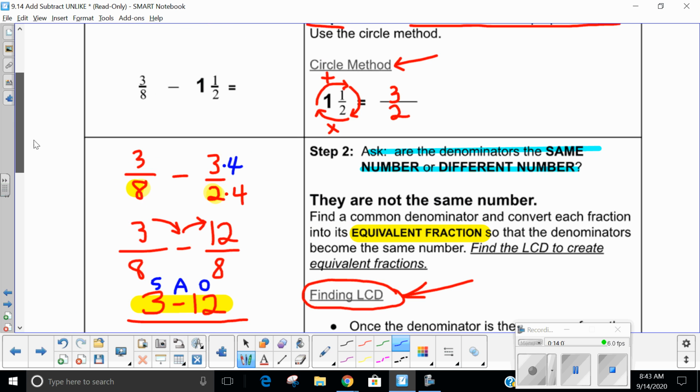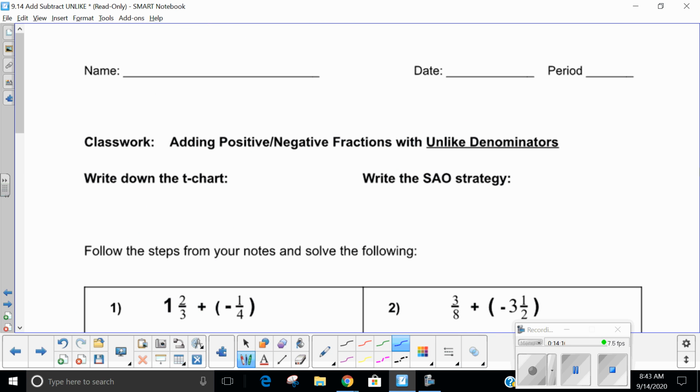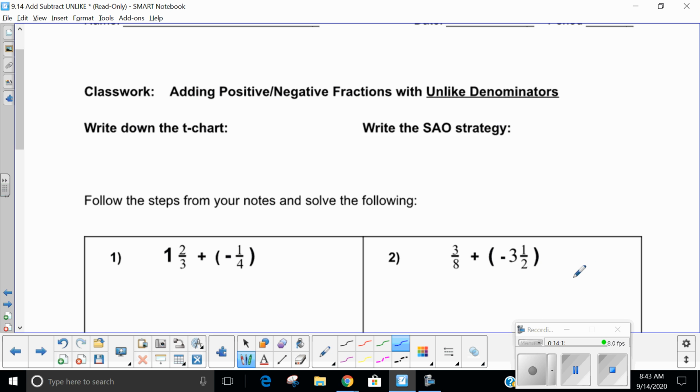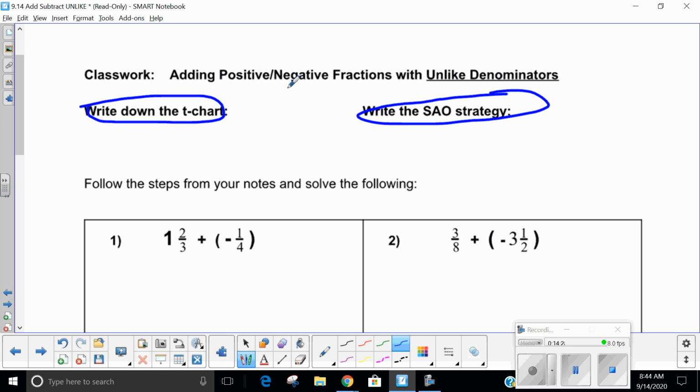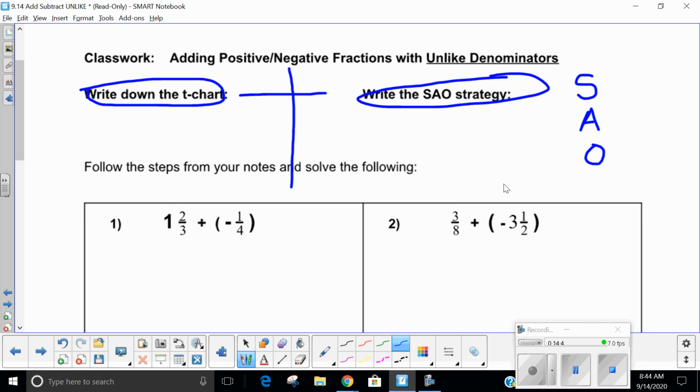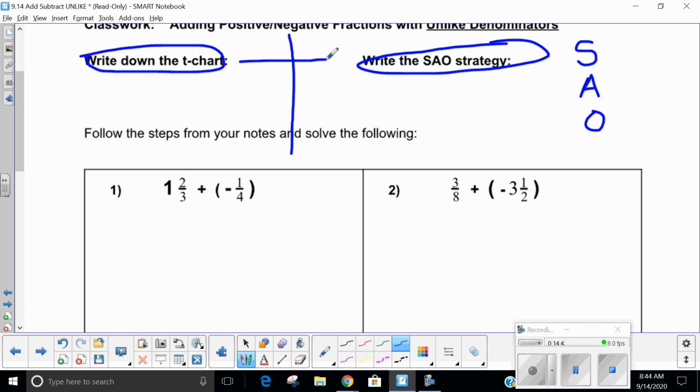Okay? So what I want you to do is work on the next 4 problems for the rest of the period. You've got 17 minutes. And what I want you to do first, see this right here? You need to follow all your instructions. What does this say? Write down the t-chart. I want to see you write down the t-chart. Write the SAO strategy. In other words, S means what? A means what? O means what? Okay? So follow the instructions.